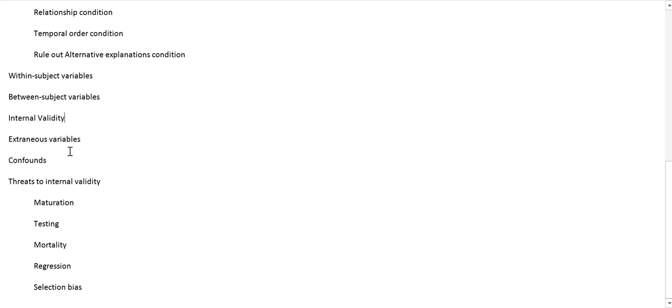All right, an extraneous variable is just another variable that might influence your dependent variable.